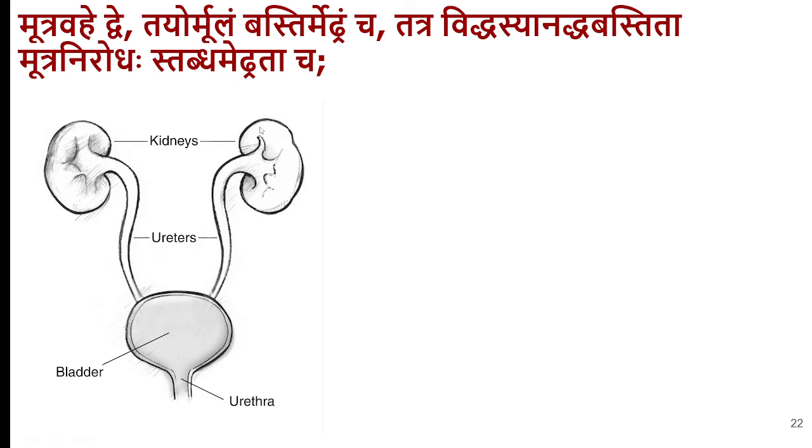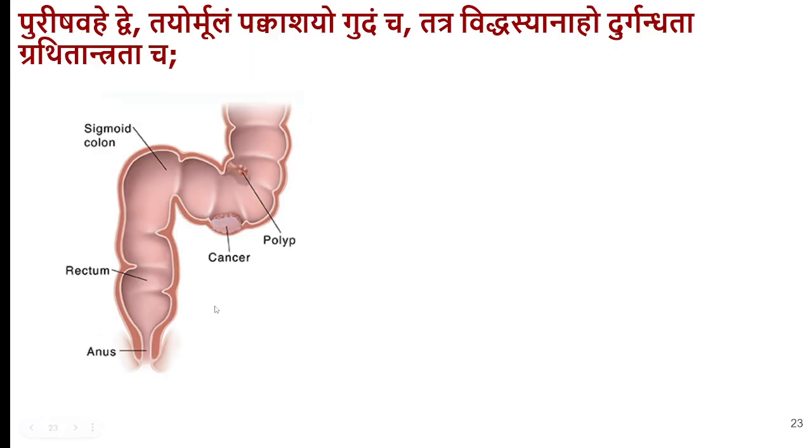And their moolam, bastir medrancha, the basti and the penis, the external urethra, are the structures there. Tatra viddhasya, if there is an injury, anandhavastita, the bladder could be distended, mutra nirodha, there could be retention of the urine, stabdha medrancha, the penile erection would be affected.